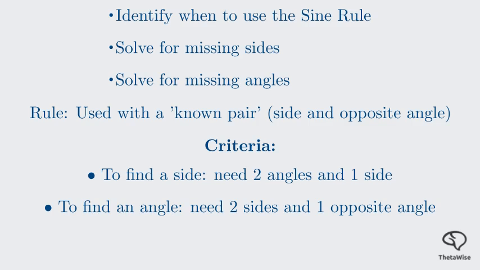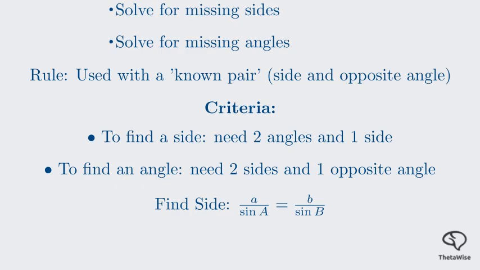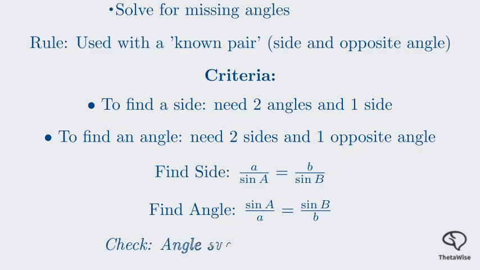We use the side on top form, a over sine A equals b over sine B, to find lengths. We use the sine on top form, sine A over a equals sine B over b, to find angles. And finally, always check if you need to subtract from 180 degrees to find a missing angle before you start.